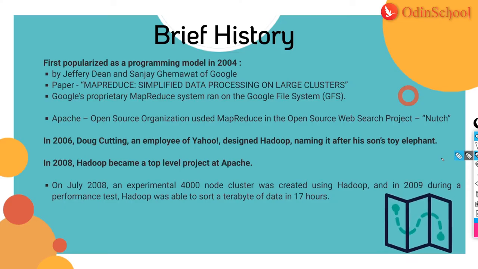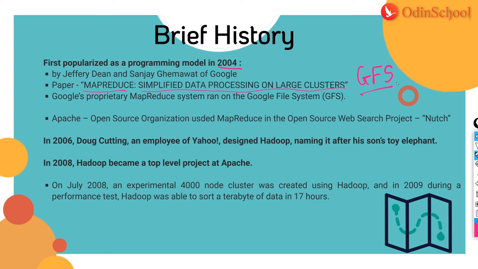Let me speak about some brief history about this programming model. MapReduce was first popularized as a programming model in 2004 by Jeffrey Dean and Sanjay Ghemawat. They were at Google in 2004, and in one of their papers, MapReduce: Simplified Data Processing on Large Clusters, they discussed Google's approach to collect and analyze their website data for search engine optimization. And Google's proprietary MapReduce system ran on the Google File System, which is GFS, not HDFS. Generally, MapReduce processes the data which is there on the Hadoop Distributed File System, but this particular proprietary MapReduce system ran on GFS, the Google File System.